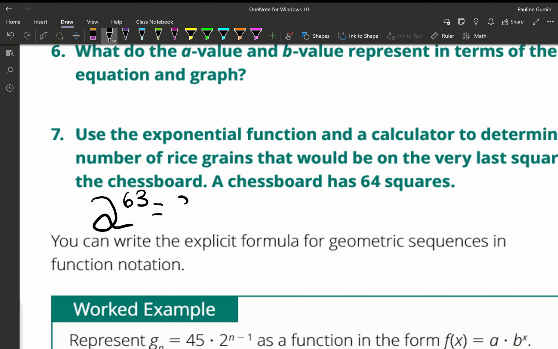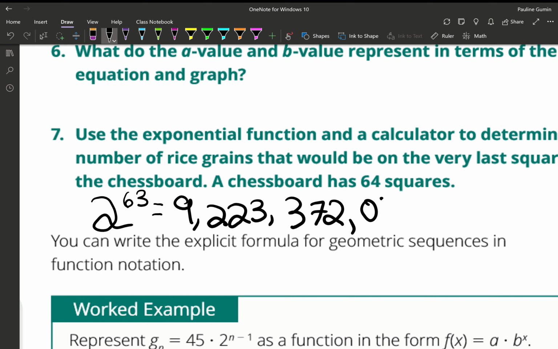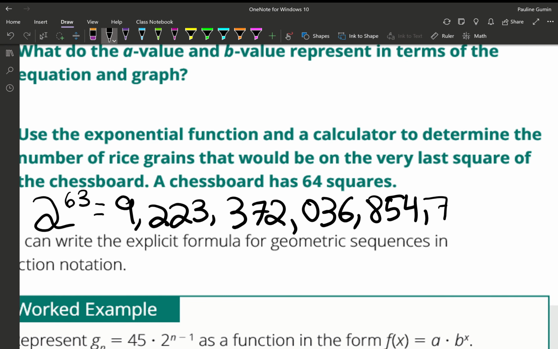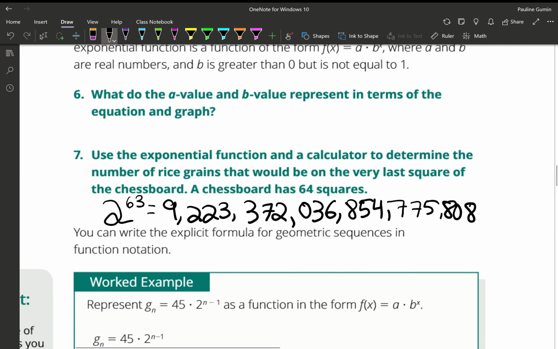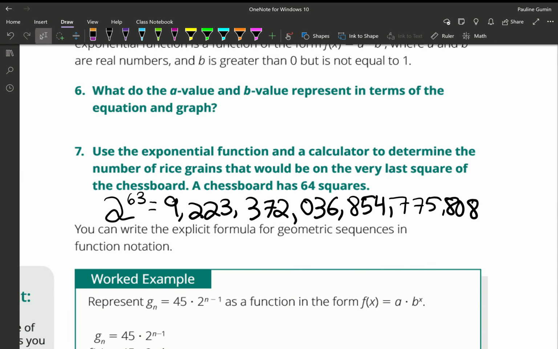Okay, ready? 9 quintillion, 223 quadrillion, 372 trillion, 36 billion, 854 million, 775,808 grains of rice. He outsmarted the emperor. Oh my goodness. All right.